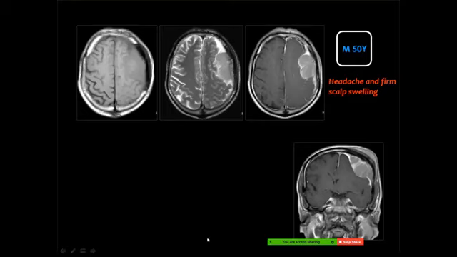Next case is a 50 years old male with headache and scalp swelling. Atypical meningioma. Okay. Hemangiopericytoma. Sorry. Atypical meningioma is a good possibility. What other? Hemangiopericytoma. Another? Extraaxial lesion, this one is. Yes, it is.